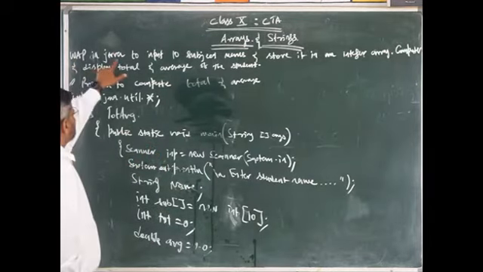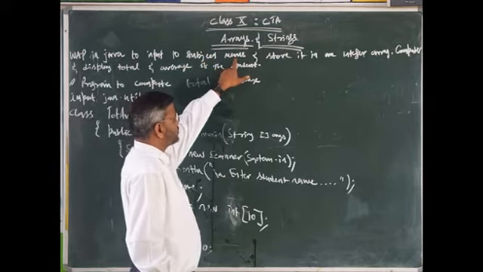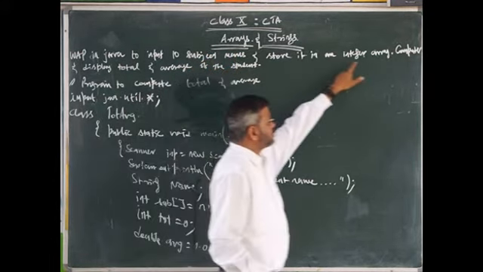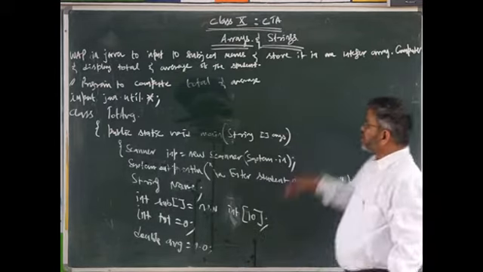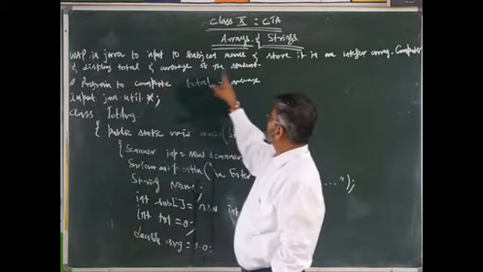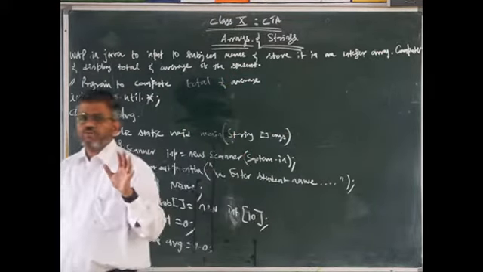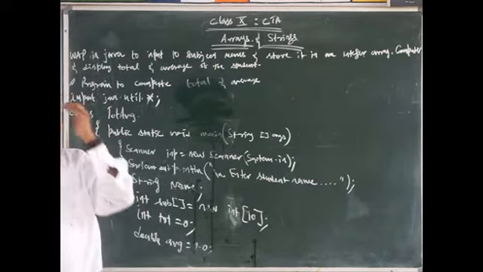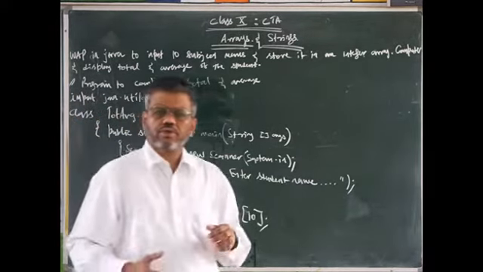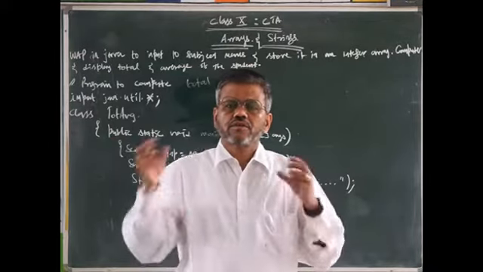Write a program in Java to input 10 subject marks and store it in an integer array, compute and display total and average of the student. What I am going to do is, when you give 10 marks, all the 10 marks will be available in the RAM. I am going to use them simultaneously, concurrently.